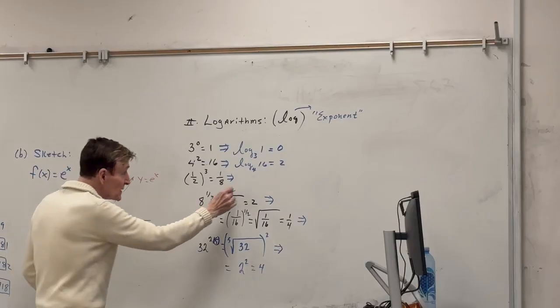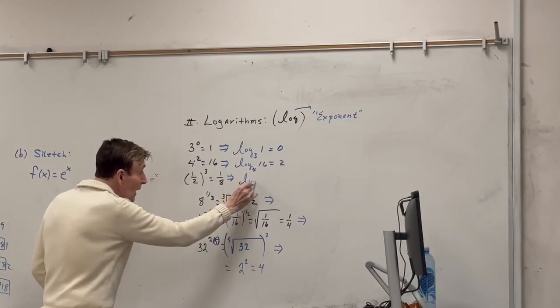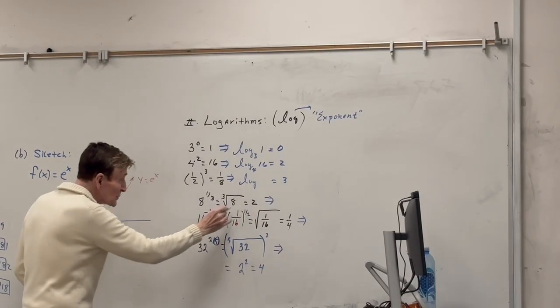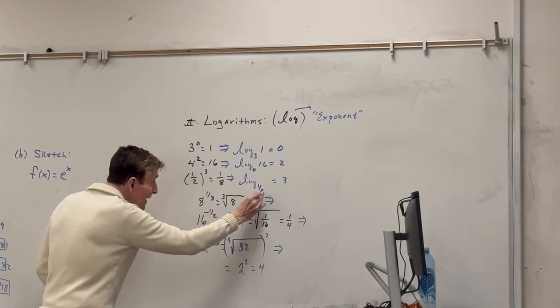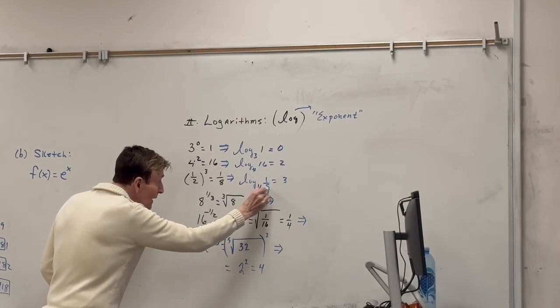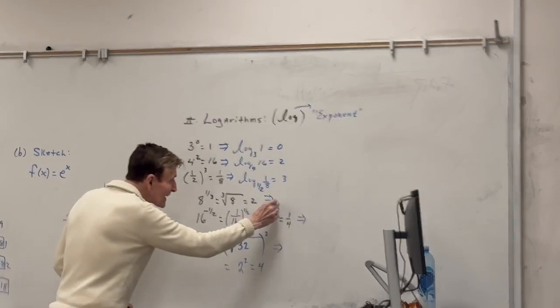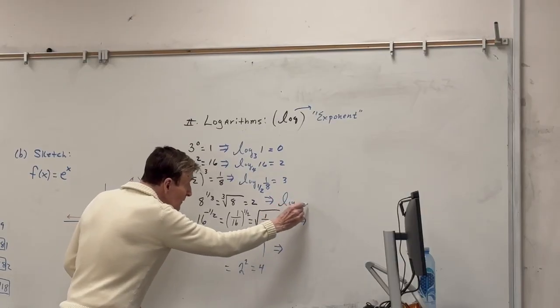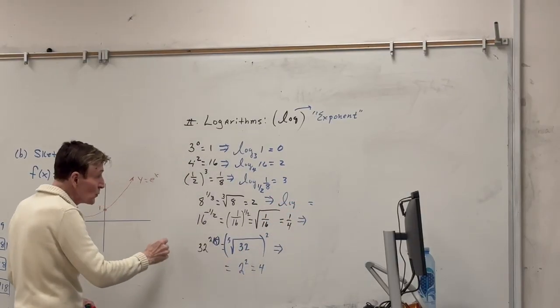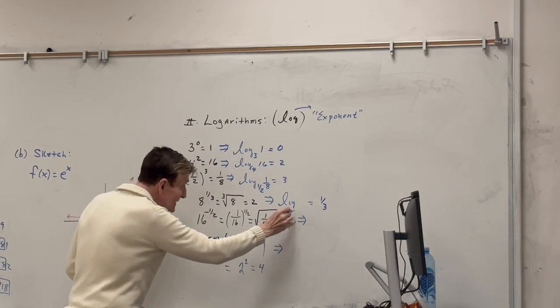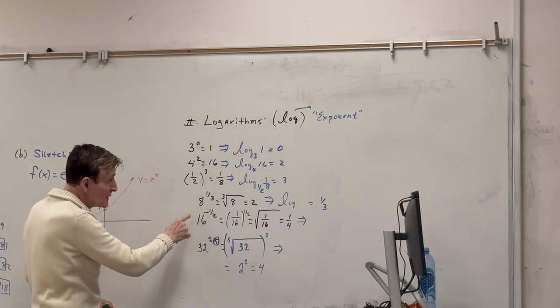Let me write these down here quickly. The exponent is 3 here. Base was 1/2. And of course I have 1/8. Next one, if I wish to write that in log form, I'll leave a little space here. My exponent was 1/3. Base was 8. 8 raised to 1/3 of this.